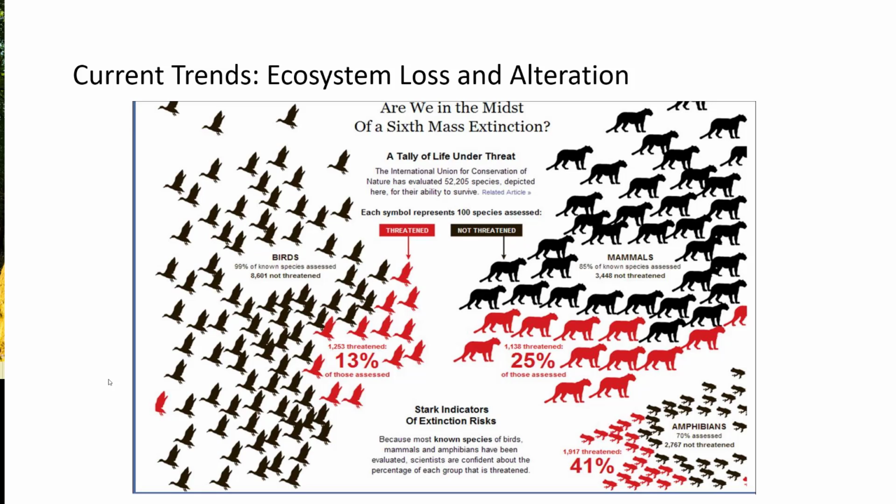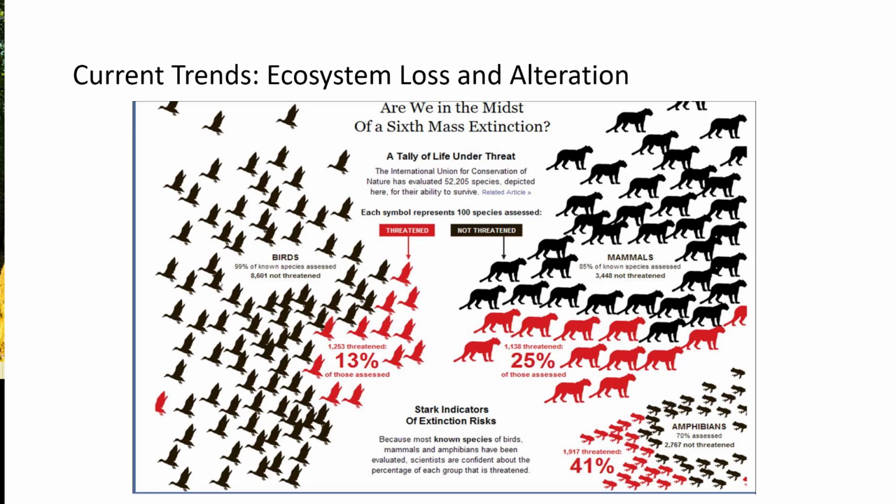Keep in mind, each symbol represents 100 species, not individuals, so they are representative of species within that taxonomic group. Threatened are shown in red, non-threatened are shown in black. So let's start with the group that's doing the best. Relatively, birds are doing better than mammals and amphibians. And what does that mean?